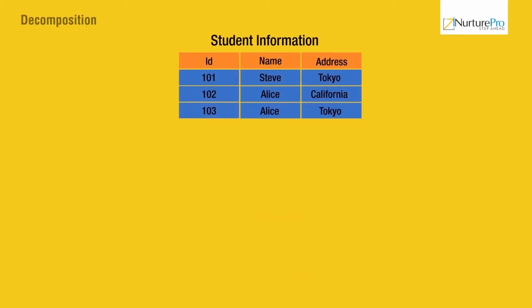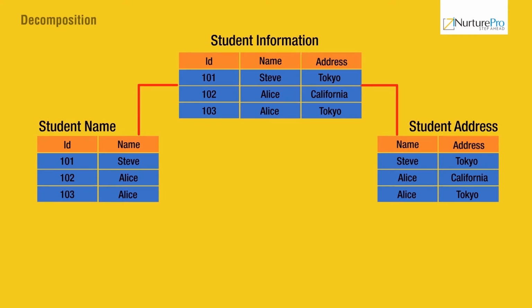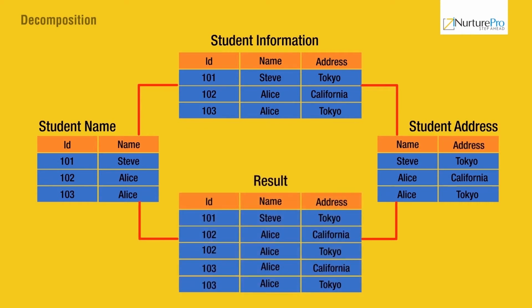Now let us take a look at an example of lossy decomposition. Consider the student information table, which has 3 attributes: ID, name, and address. When the student information table is decomposed, it gives us 2 tables, that is, student name and student address, as shown on screen. The student name table has attributes such as ID and name, while the student address table has attributes such as name and address. After joining the tables student name and student address, the resultant table will produce inconsistent data or extra tuples. In this example, the address information for student ID 102 and 103 has been lost.